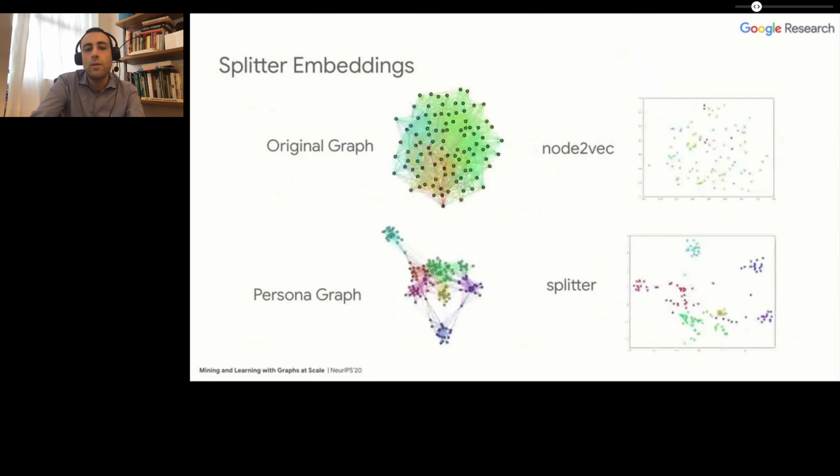So here I'm showing you an example of how this works. On the left side, on the top, you can see the original graph. On the left side, on the bottom, you can see the persona graph. And clearly, the persona graph is even visually very simple to analyze. You can see the communities are already disentangled, just visually this is obvious. And so it's not surprising that on the right side, our embeddings on the bottom, the Splitter embeddings, separate these communities much better than the standard embeddings on the top right side, like the node2vec embeddings.